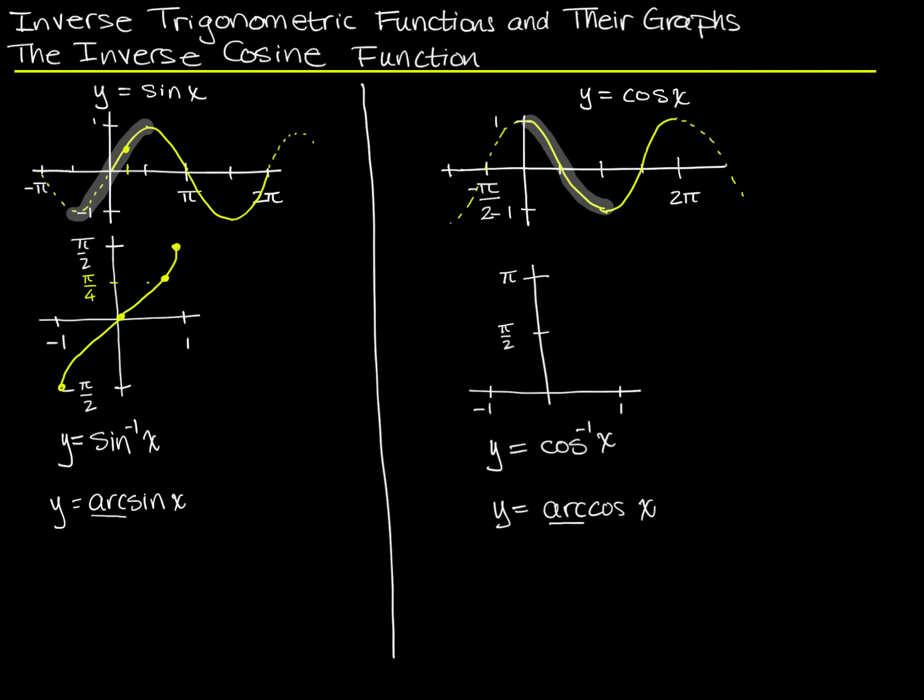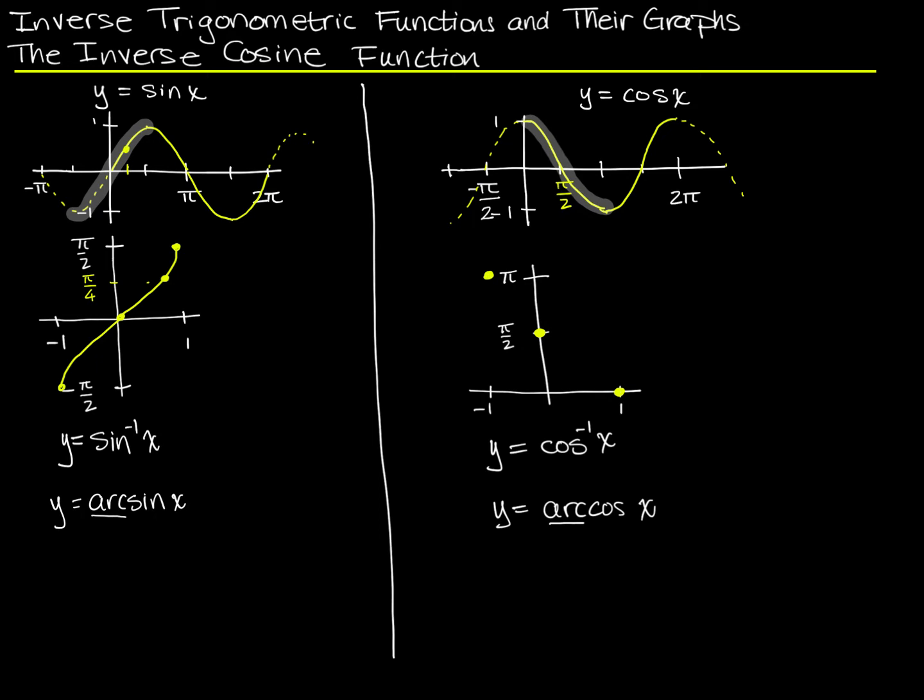All right, let's do the same thing for cosine. Here's the range of values I want to use. Cosine goes through 0, comma 1, so arccosine goes through 1, comma 0. Cosine goes through pi over 2, comma 0, so arccosine is going to go through 0, comma pi over 2. Cosine goes through pi, comma negative 1, so cosine inverse goes through negative 1, comma pi.